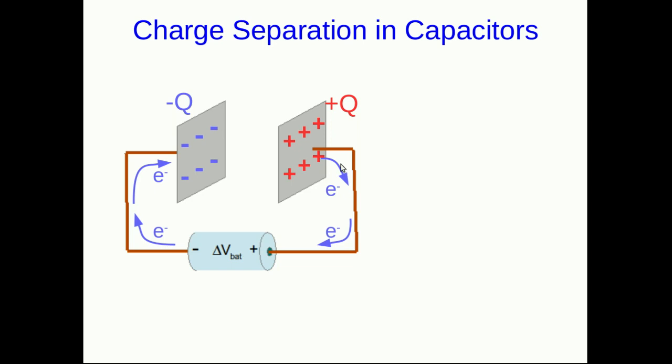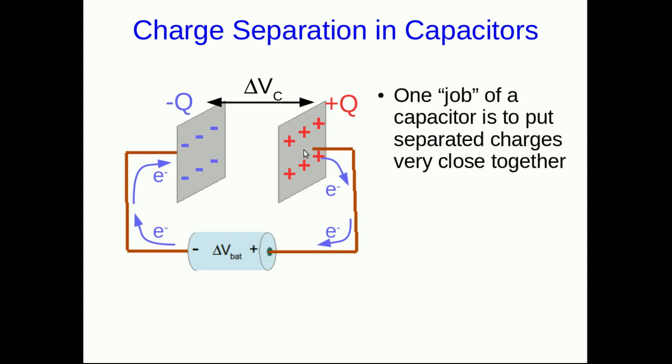Well, this is the picture we had of what happens in a capacitor when we discussed them earlier in the course. So there's our charge separation. We have a potential difference. And notice that the real source of the potential difference here wasn't the capacitor. It was the battery. Basically, what the capacitor is doing is it's taking those charges separated by the battery and putting them very close together.